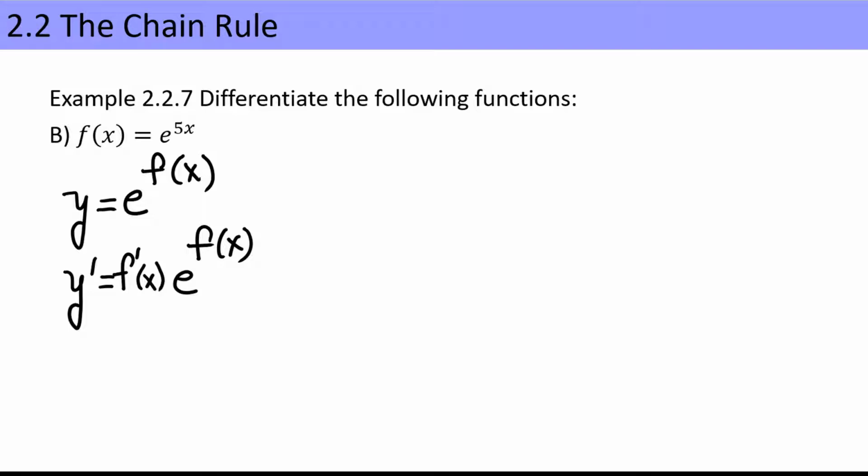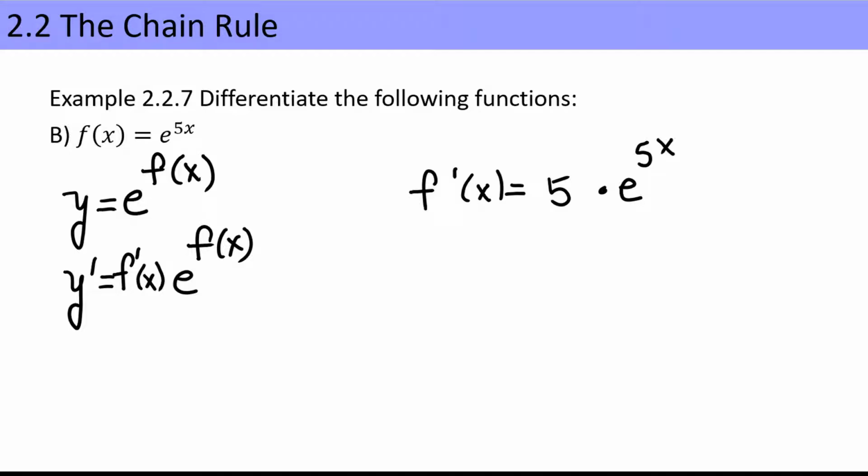So let's apply the rule for this example. We'll say f prime of x is equal to e to the 5x, and then we need to multiply it by the derivative of whatever it's raised to. It is raised to 5x, so the derivative would be 5.